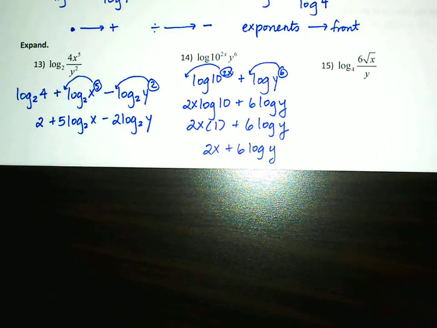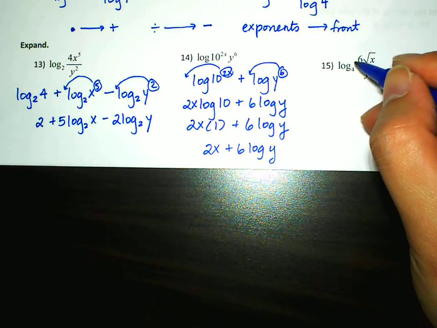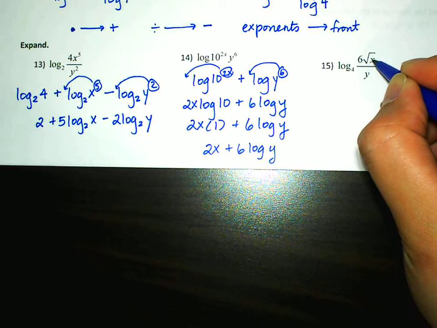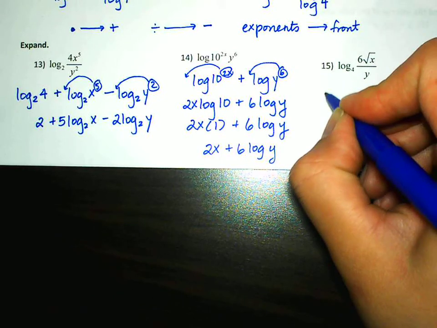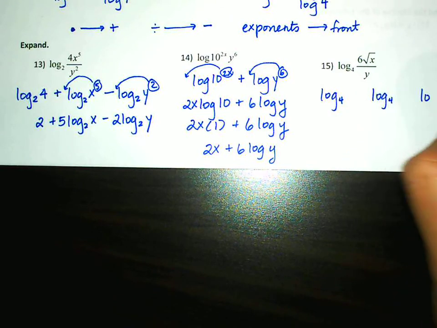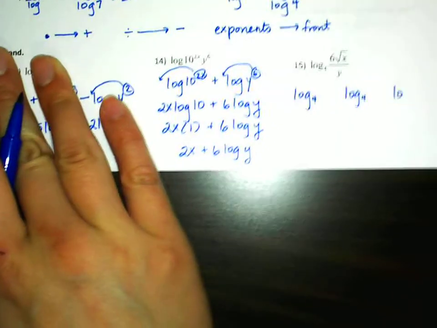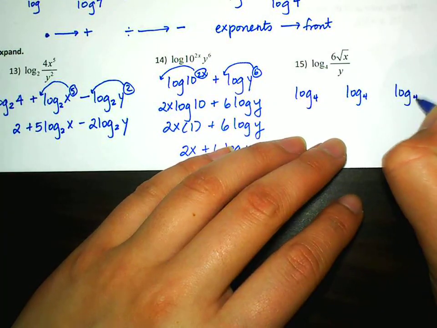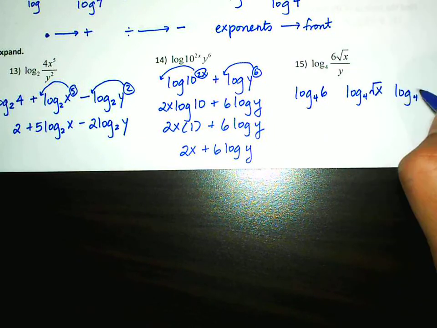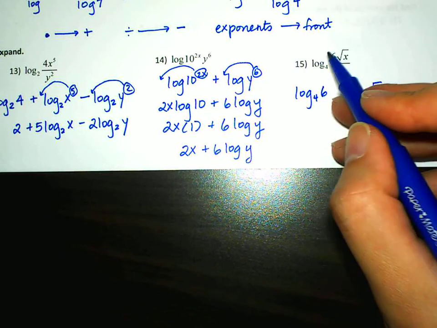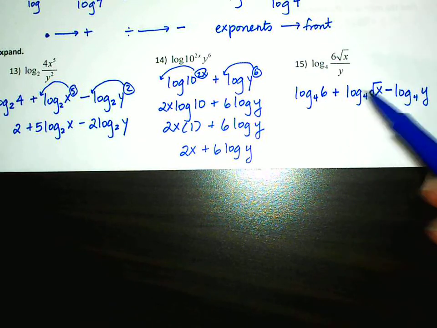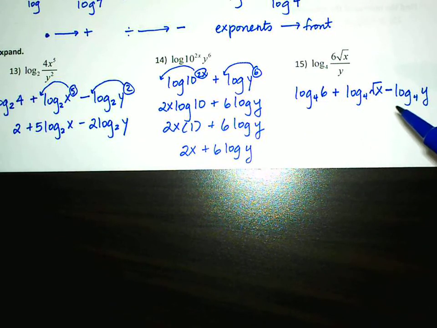Okay. Alright, last one. We have log base 4 of 6 times square root of x over y. Okay, so I have a whole number, x, and a y. I'm going to have 3 logs here. We have log base 4, log base 4, log base 4. So I'm going to have a log for the 6, square root of x, and the y. Okay, so I am multiplying between 6 and the square root of x. We're dividing by the y. Okay, so a general rule is if it's in the numerator, you're going to go ahead and put plus signs in between those. If it's in the denominator, you're going to put a minus sign.